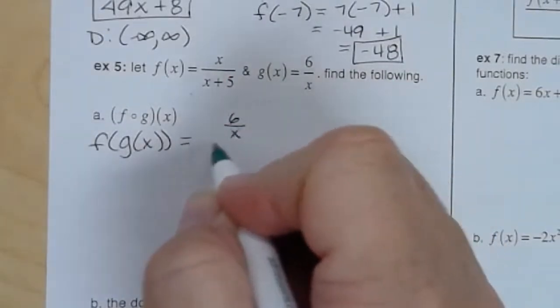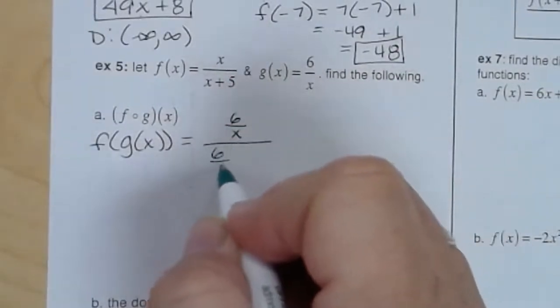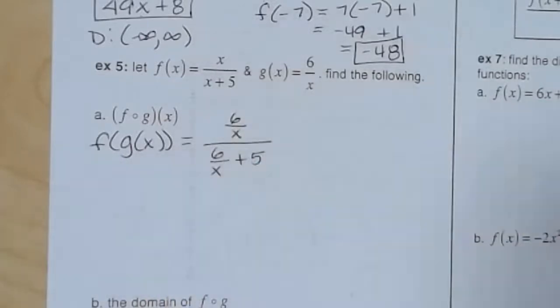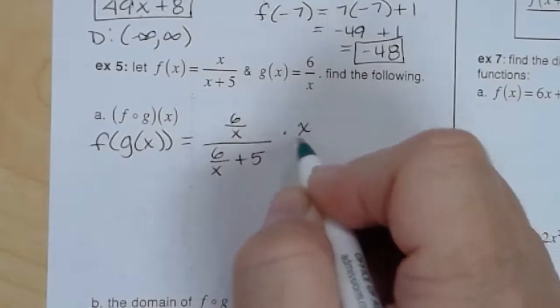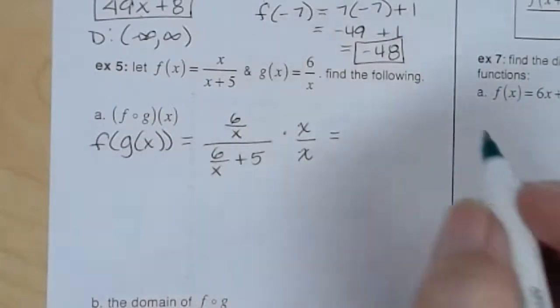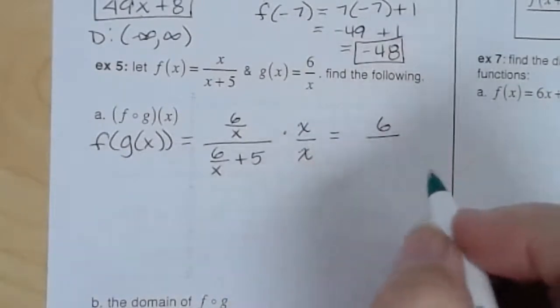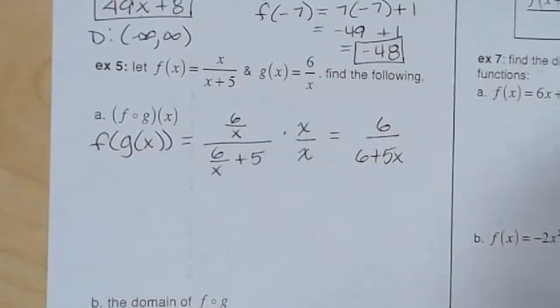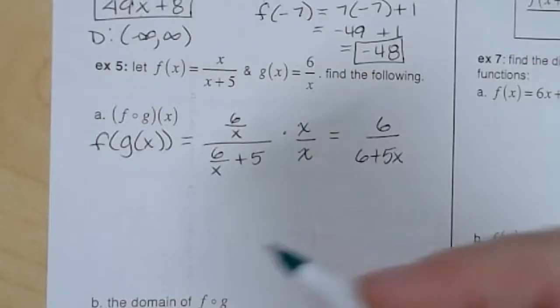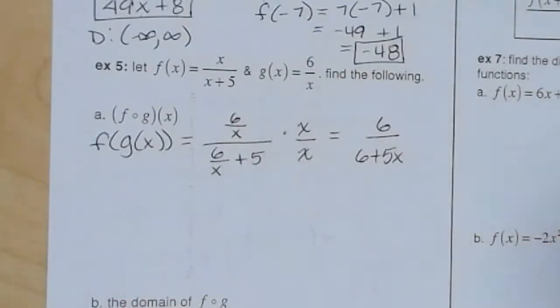So then I get 6 over x, over 6 over x plus 5. I'm going to multiply by my LCD, so x over x. And I get 6 over 6 plus 5x. So there's my answer to the equation, but I have restrictions on my domain.